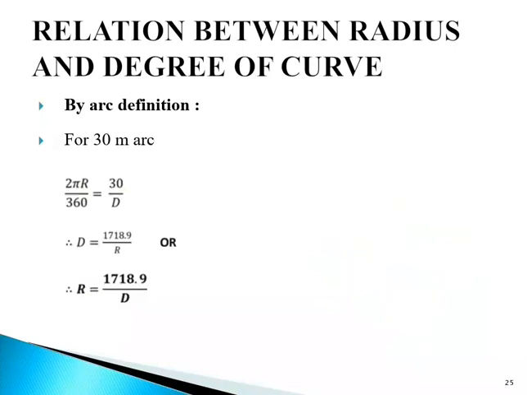For a 30 meter arc, it is given by 2 pi R by 360 equal to 30 by D. We are just replacing 20 by 30. So D will be given by 1718.9 divided by R, or say R is equal to 1718.9 divided by D. This is the relation between radius and degree of curve by different definitions.